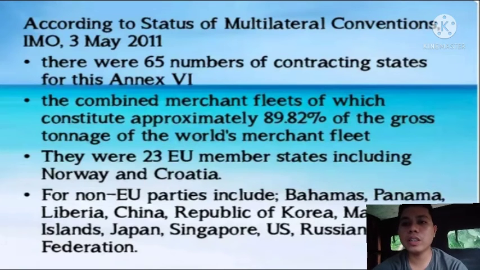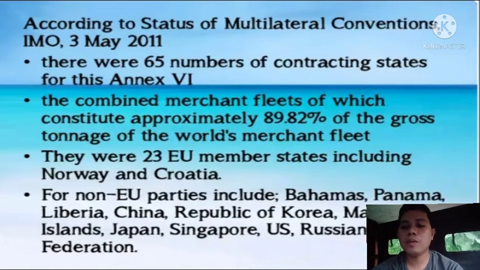There were 23 EU member states, including Norway and Croatia. Non-EU parties include Bahamas, Panama, Liberia, China, Republic of Korea, Marshall Islands, Japan, Singapore, US, and the Russian Federation.